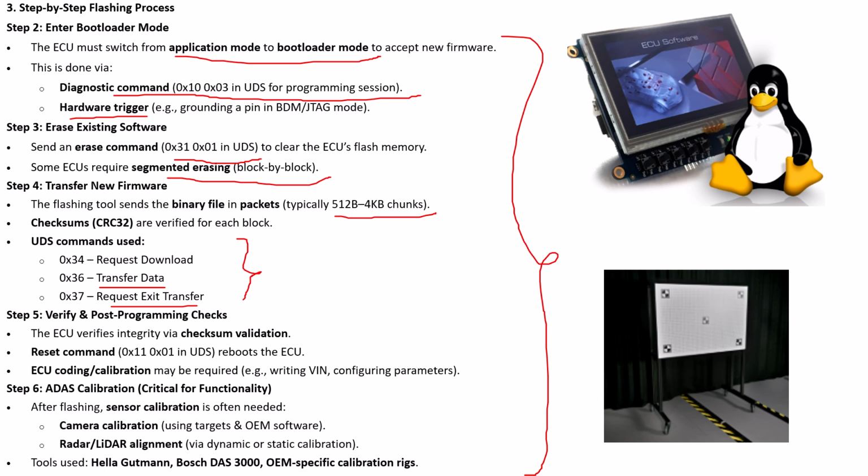Last but not the least, how is the ADAS calibration completed? It is critical for functionality. After flashing, sensor calibration is often needed: camera calibration using targets and OEM software, radar and lidar alignment via dynamic or static calibration. And how does this ADAS calibration go about? With the help of tools like Hella Gutmann, Bosch DAS 3000, and OEM-specific calibration rigs. With the help of these OEM-specific calibration rigs, the actual ADAS calibration happens.